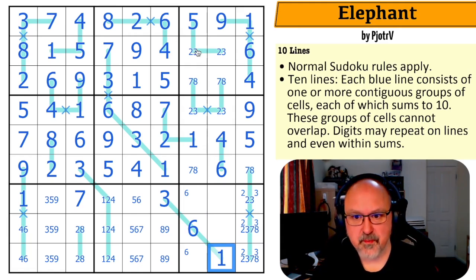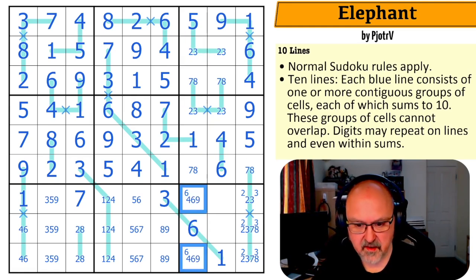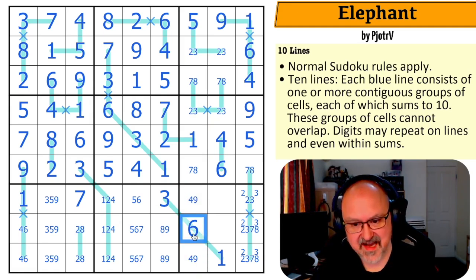In fact, this has been a triple because of the 2, 3, 7, 8. These were 1, 2, 3, 4, 5, 6. No, 4, 1, 2, 3, 4, 5, 6. These were 4, 6, and 9. And there's no 6 in them now, because this had to work this way.